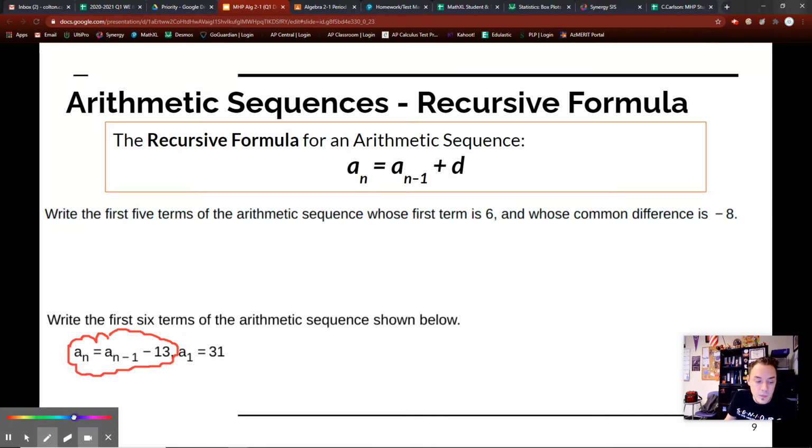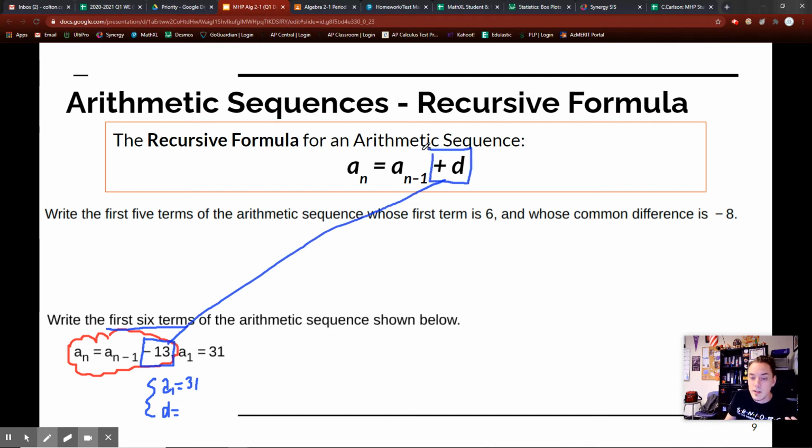Now watch this. All we need to do to find the first 6 terms is we need 2 variables. Number 1, we need our a sub 1, which in this case, they already gave it to us. It's 31. Okay, that's easy. All right, but what's my d? What's my common difference? I need that in order to solve for my sequence. What do I do? Well, here is the key. This corresponds to this number. And this number, which in this case is a variable, is what? D.